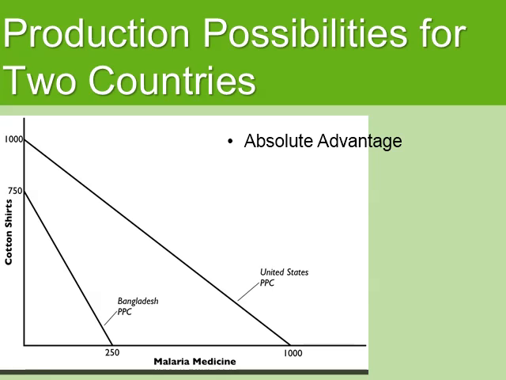We would determine this by looking at who could produce more of a good if it was the only good they produced. So if both countries produced only malaria medication, the U.S. would produce 1,000 units and Bangladesh 250 units. The United States produces more malaria medication. Or if both produced only cotton t-shirts, the U.S. would still produce more in this case. The U.S. can produce 1,000 t-shirts, where Bangladesh can only produce 750.